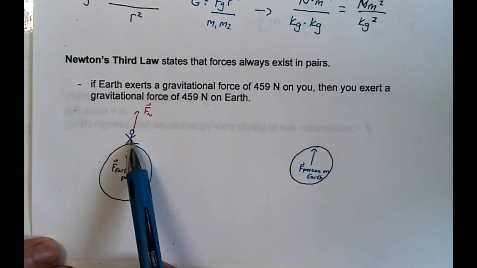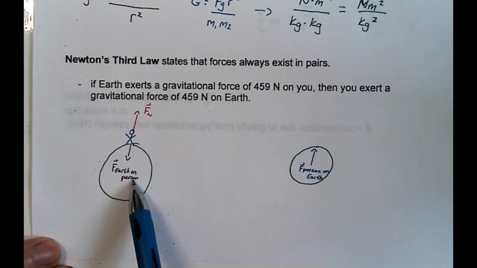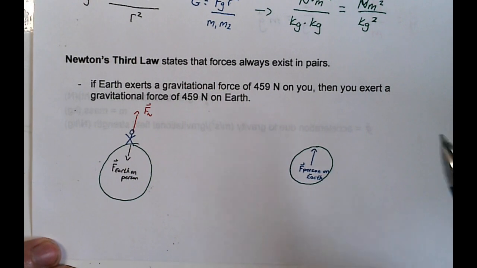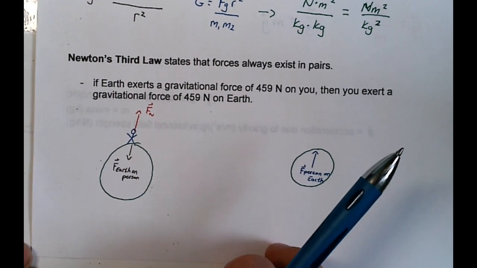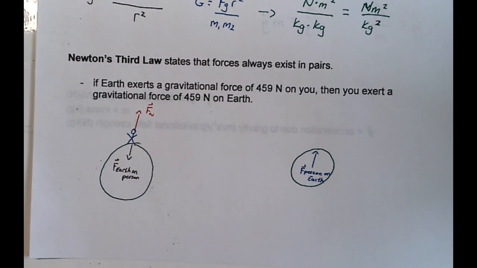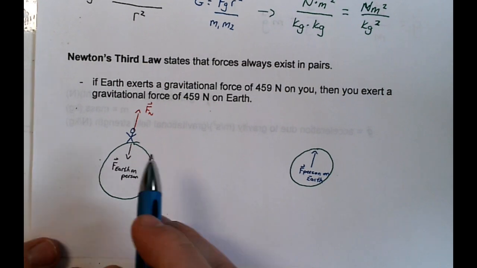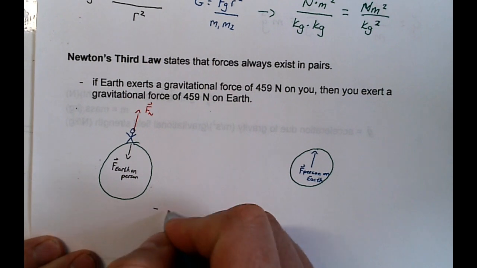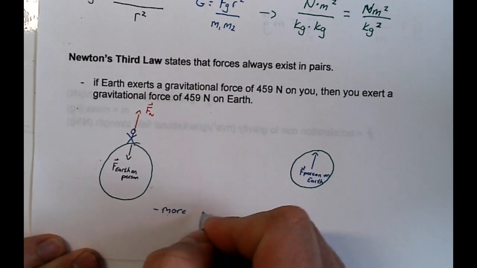Alright, so in the first case, the Earth is pulling the person down. In the second case, the person is pulling the Earth up. That's Newton's third law. What's going to happen though is this person is going to experience more acceleration because they have a smaller mass. So they have more acceleration.